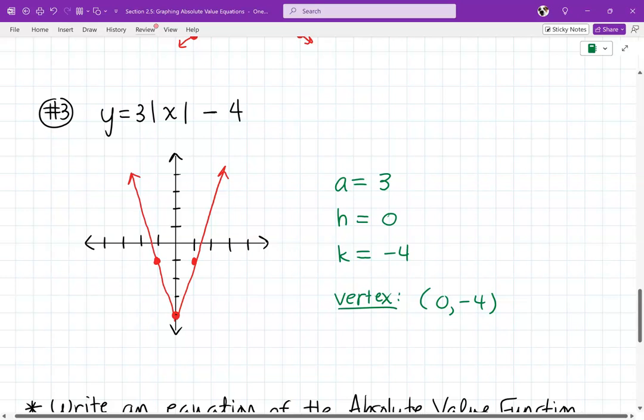So notice how this one's sharper than the previous one, right? Because the number in front was bigger than 1, so it makes it grow faster, so it becomes a sharper edge.